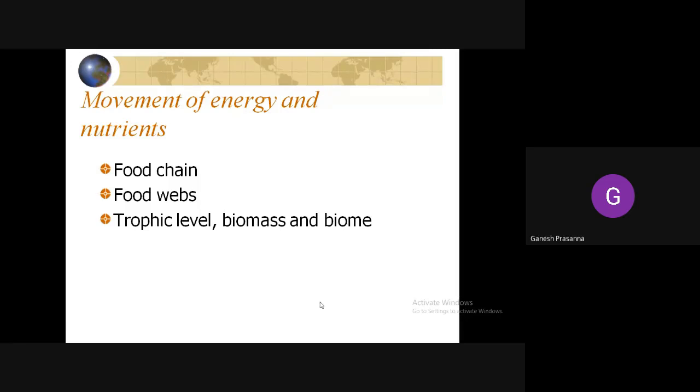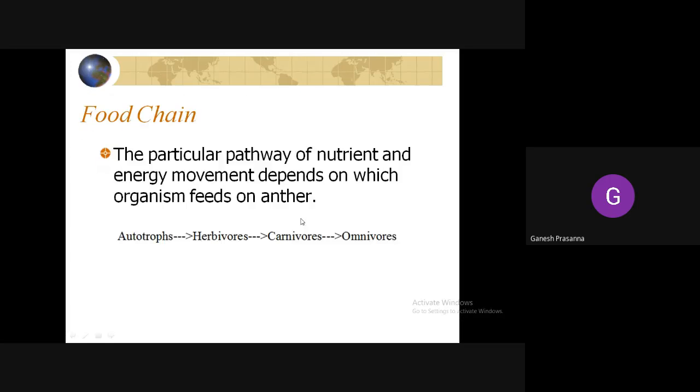Movements of energy and nutrients: you have the food chain, the food webs, and also trophic levels, biomass, and the biomes. What is a food chain? It is a particular pathway of nutrient flow and energy movement which depends on organisms on one another.